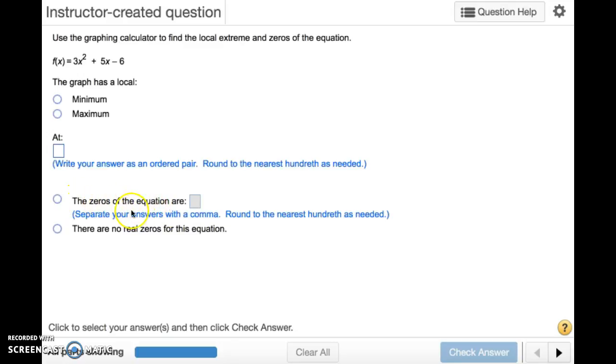But I just want to make that connection right now when I'm showing you how to find your vertex and identify if it's a maximum or minimum on a graphing calculator. We'll also look at the zeros. So I need to enter this equation into my graphing calculator. So let me get my graphing calculator.